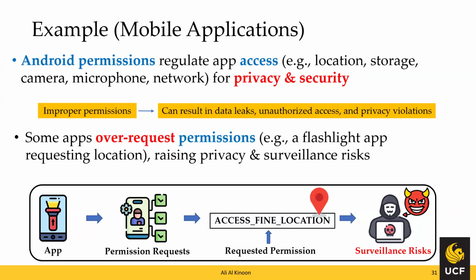Android permissions regulate app access to location, storage, camera, microphone, and network for privacy and security. Improper permissions can result in data leaks, indirect access, and privacy violations.